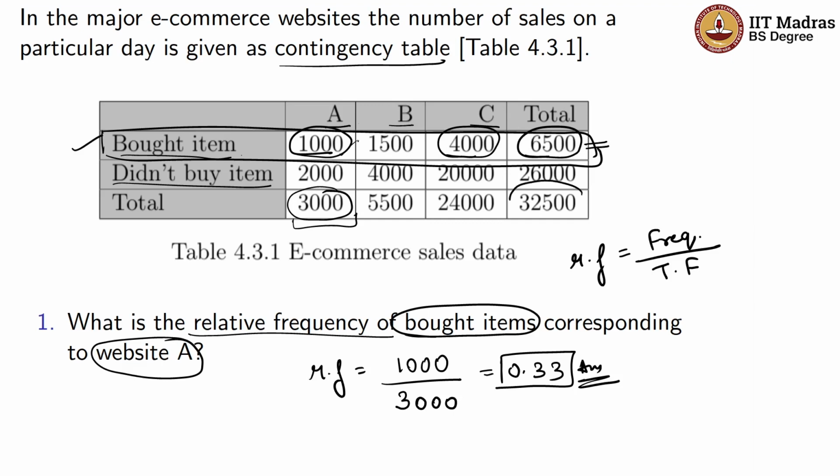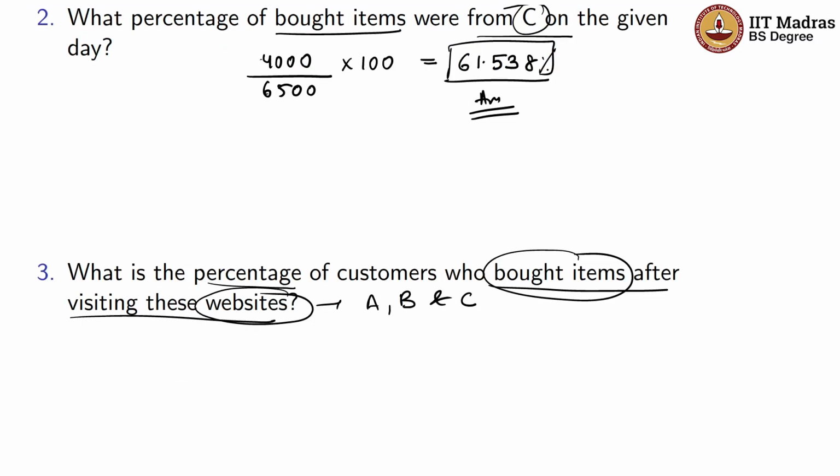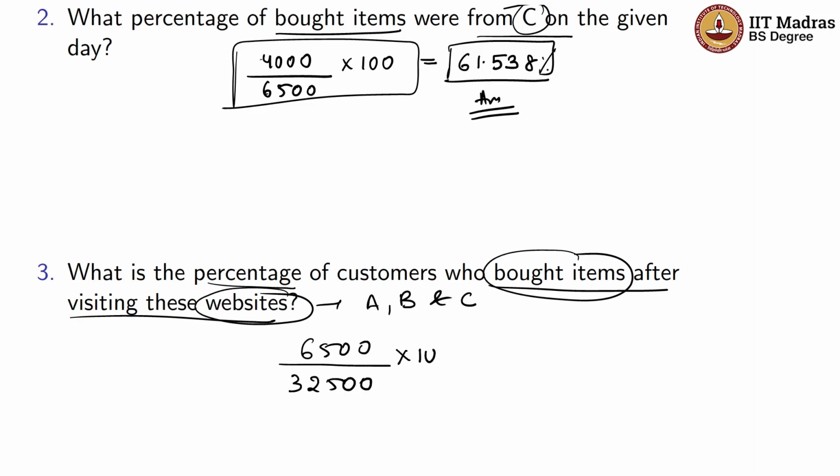And total is 32,500, right? So again, the same formula we will apply in this question also, which is 6500 divided by what is the total, 32,500 into 100. So it will be 20. So 20% of customers bought item from these three websites.